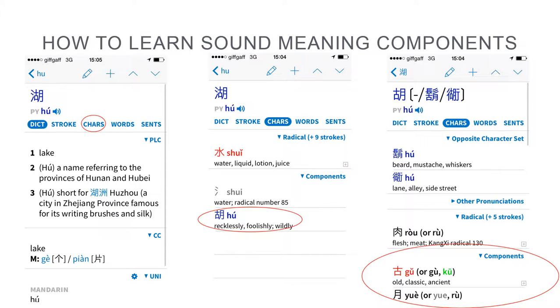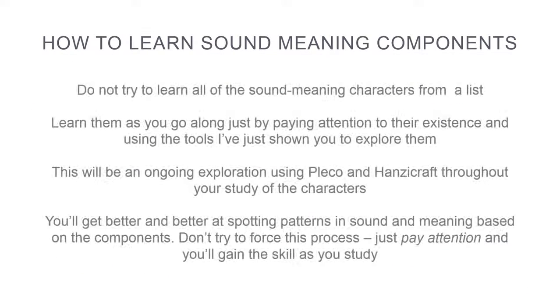The most important thing right now is to be aware of the sound meaning characters and how to break down the characters and explore them and their components, the sound and the meaning component. Handicraft and Pleco are the tools that you need to start exploring, and I just want you to have fun breaking down characters and realizing that there is a logic here. Please don't try to rote memorize the sound or the meaning components at this point. It's not going to be helpful.